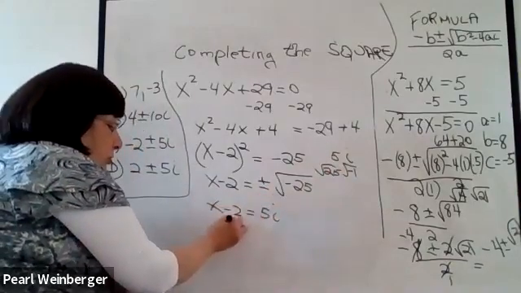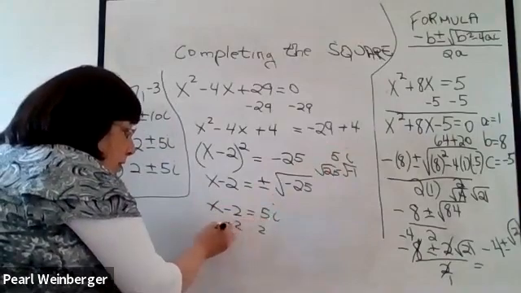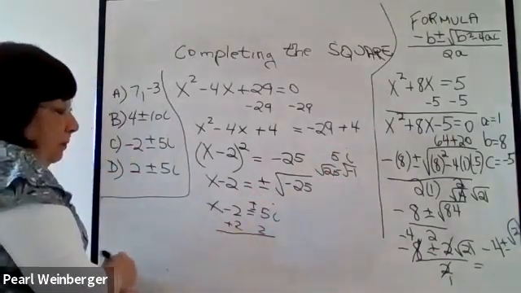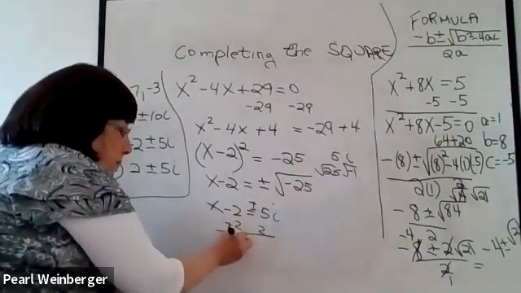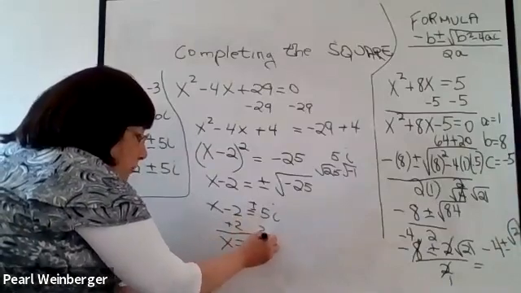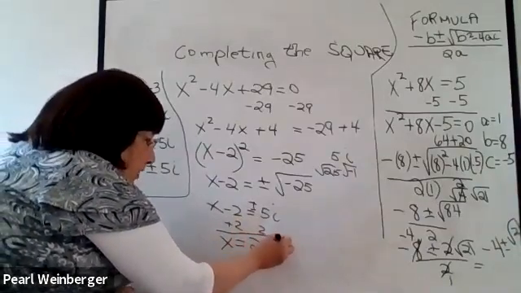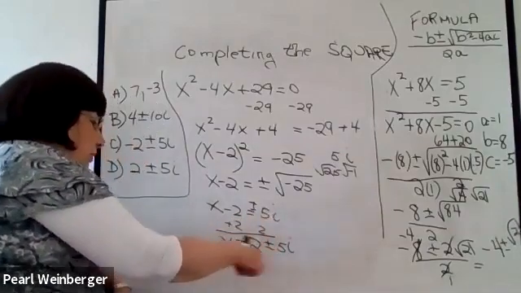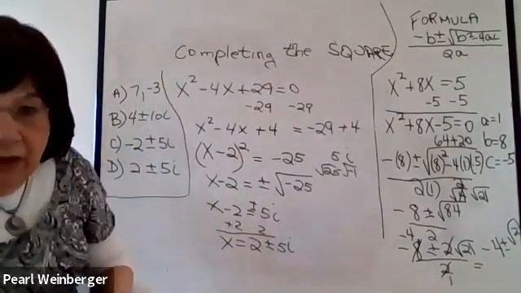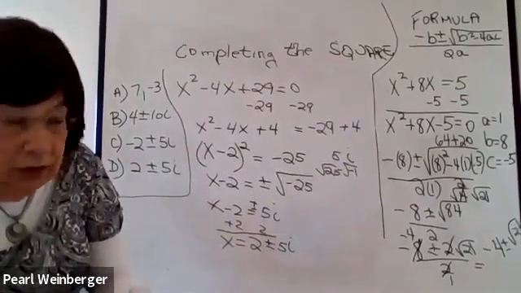And I bring the 2 to the other side. Oh, I forgot the plus or minus, sorry. My answer becomes x equals, remember this number always goes first, 2, here's my plus or minus 5i. These are not like terms, so I just leave it separate like that. Any questions about this?